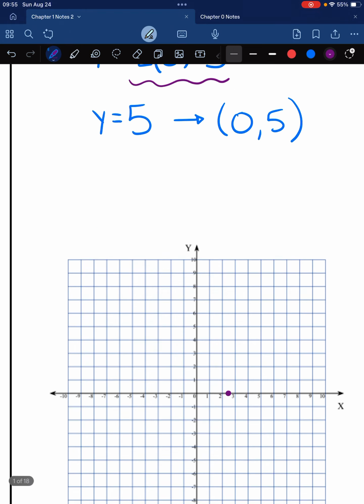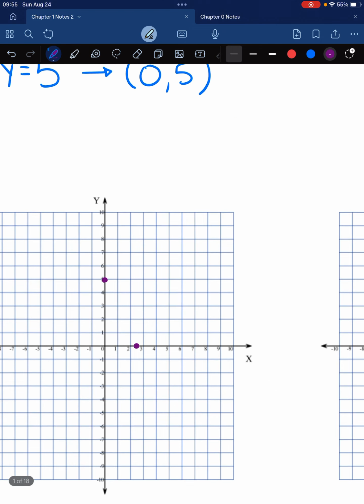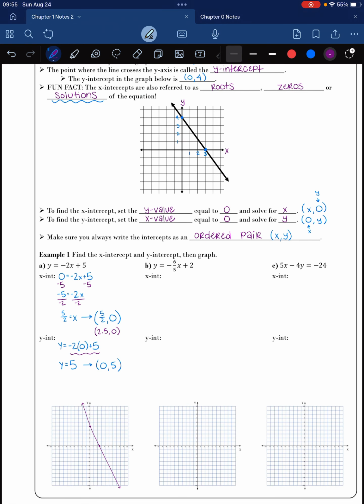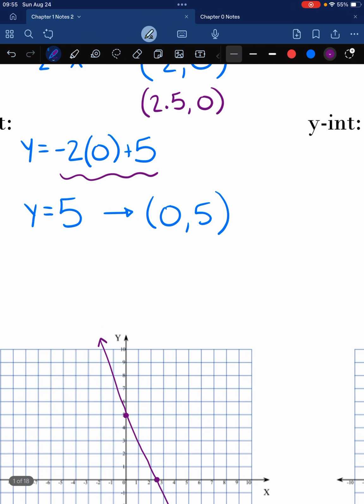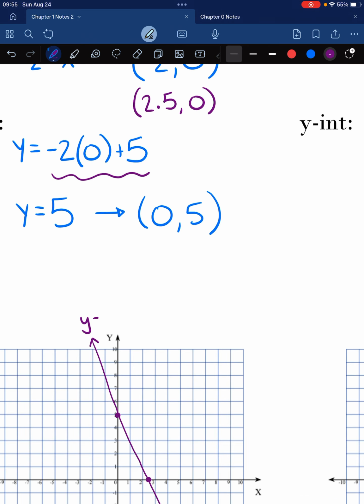And if we remember back in geometry, we only need 2 points to make a line. So I have my 2 points to make a line. We can go ahead and do our best to connect those with a straight line there. And there is my graph of y equals negative 2x plus 5. It's not a bad idea to label our graph.